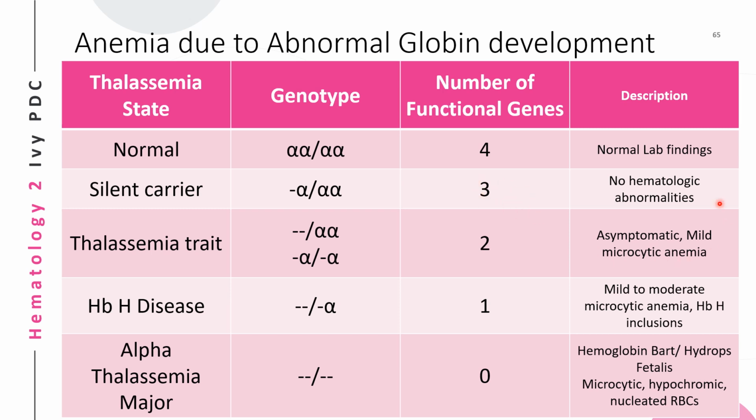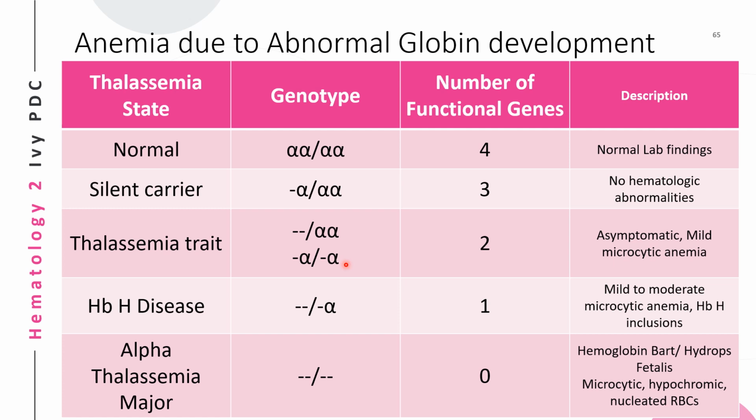There is no reliable way of diagnosing silent carriers as the hematologic tests are normal. There is no hematologic abnormalities. The way to diagnose silent carrier is to test for genetic analysis. The next one is thalassemia trait, where there is a deletion of 2 alpha globin genes.